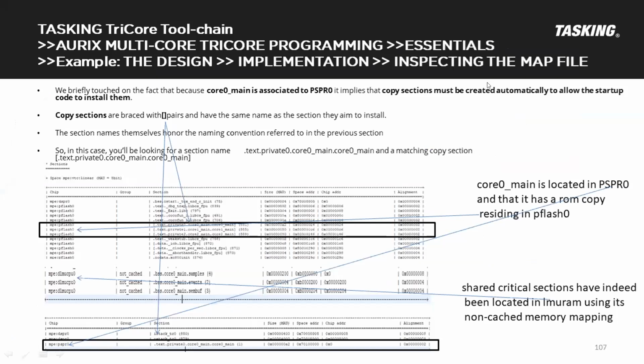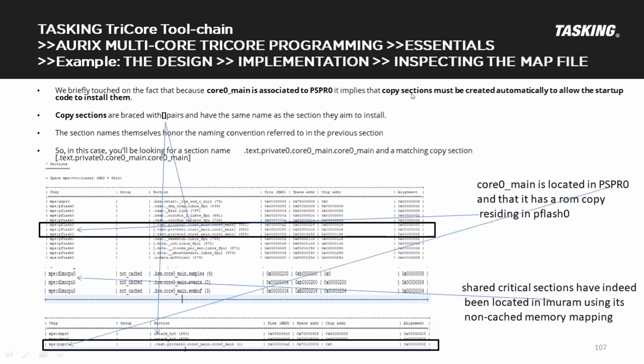Let's see more about the map file. So we are a bit behind the schedule, but let's finish it. Yeah, so we already saw this task that has a name of core0_main that's related to core number 0, that's associated to BSPR or program scratchpad RAM 0, and for core1_main, it's associated to BSPR 1, and for 2, 2.